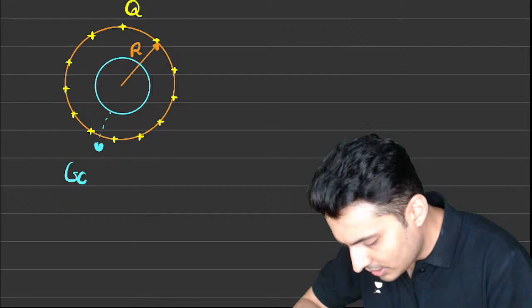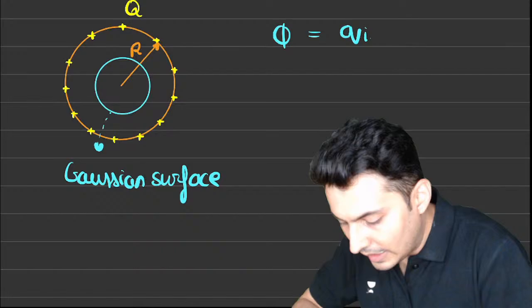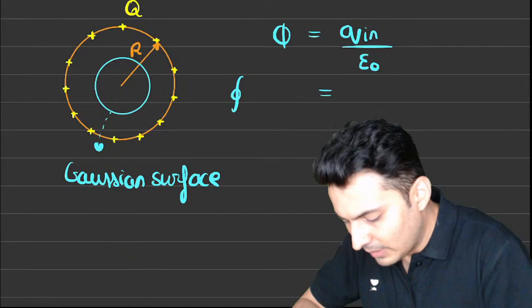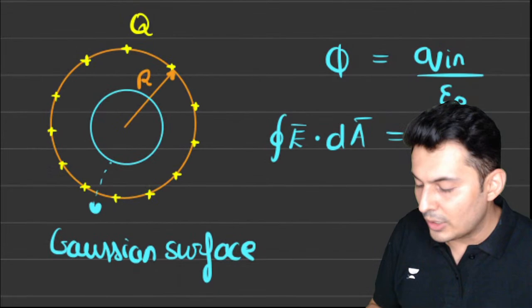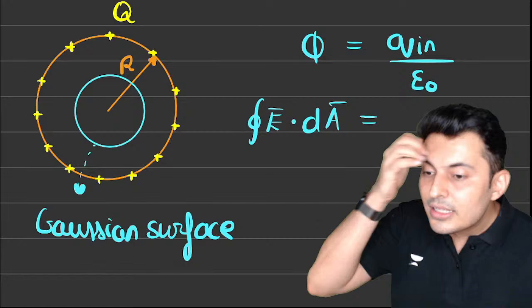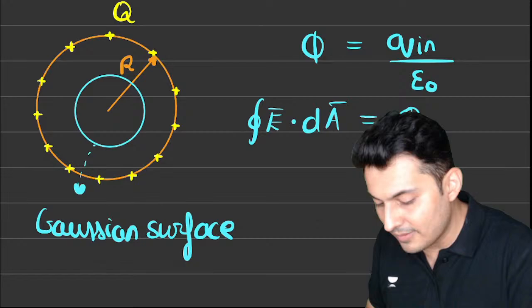If I apply Gauss law, which is total flux is enclosed charge by epsilon naught, and flux is nothing but integration of field with area vector. The inside charge, what is the inside charge? Come on, what is the charge inside that blue surface? Can you guys quickly think and tell me? How much charge is there inside that surface? Nothing is there. Every charge is on the shell. Not even one charge is there inside that Gaussian surface. So it's a big fat zero.